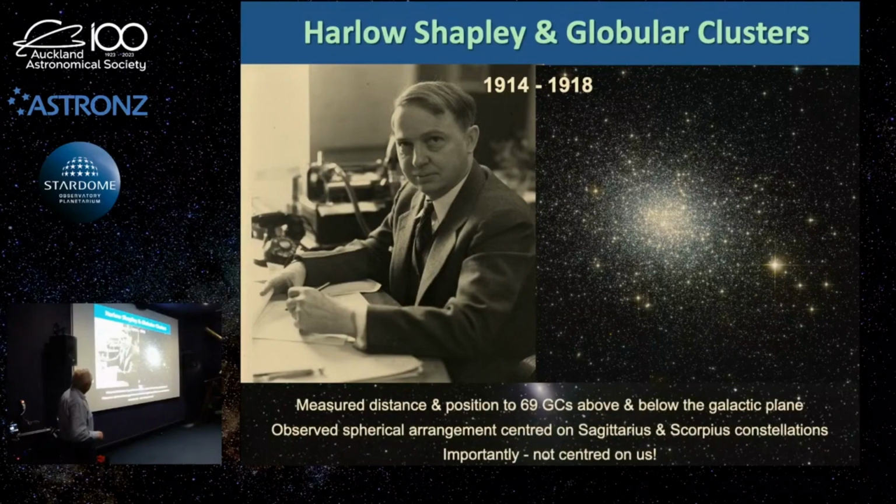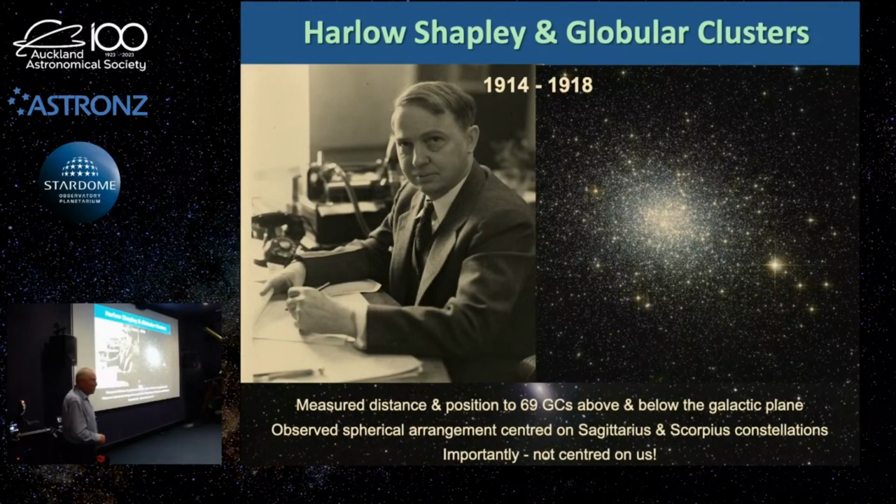And he set out to measure the distance and the positions of 60 globular clusters. And he quite rightly concluded that if that's the Milky Way and you've got all these large blobs, these globular clusters, it makes sense that if they're all in an orbit and an arrangement, they must be centered on the center of the Milky Way. It just made sense because everything is centered on the center of everything. That made good sense. So he got actually 69 globular clusters above and below the galactic plane, and he observed indeed they were arranged in a spherical formation, but they weren't centered on us.